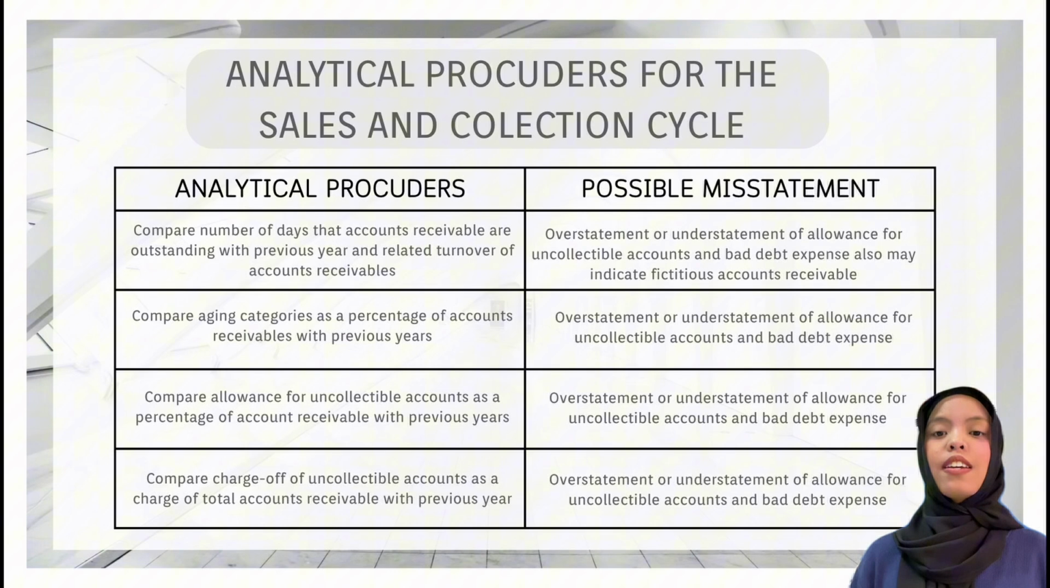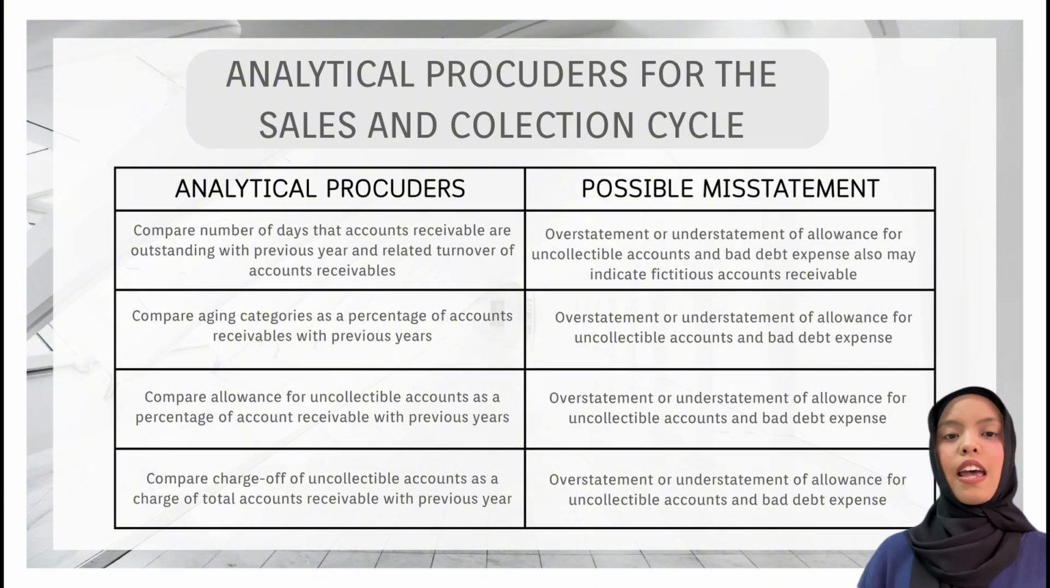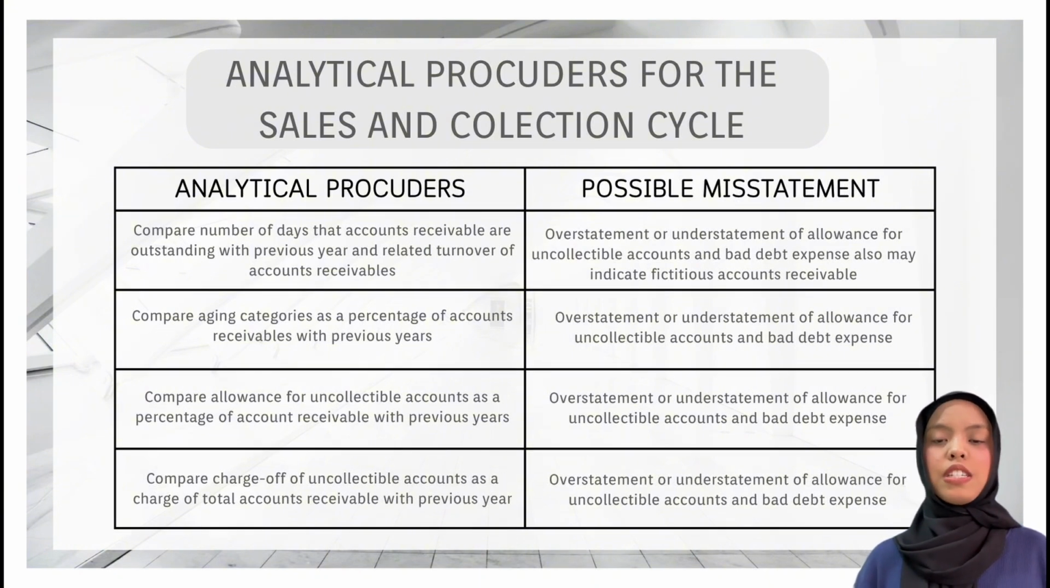The next one is comparing aging categories as a percentage of accounts receivable with the previous year. By examining the aging categories, we can assess the quality of receivables. A shift in the aging profile might indicate potential issues in collectability, leading to overstatement or understatement of the allowance for uncollectible accounts and bad debt expenses. This analysis helps auditors determine if receivables are appropriately managed.